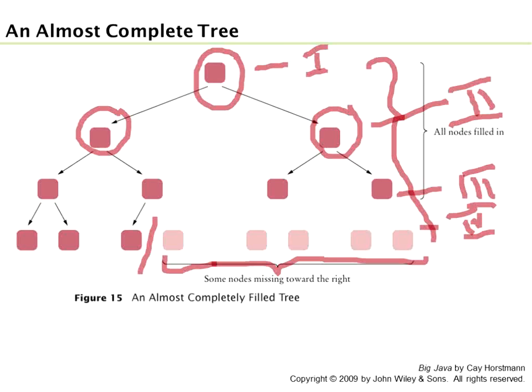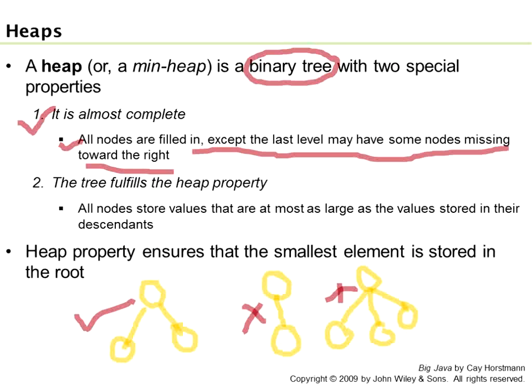Now if a new node comes, where will you add that node? You will add it towards the right. So this node will have two child nodes then. Now the next node will be added here at this point, and so on. So the first point is it is almost complete. We always start from the left and we move towards the right.